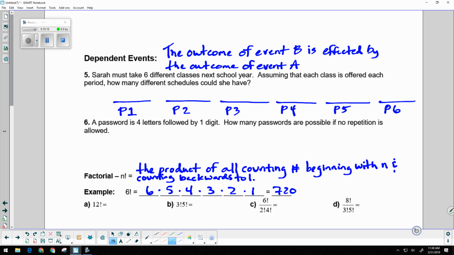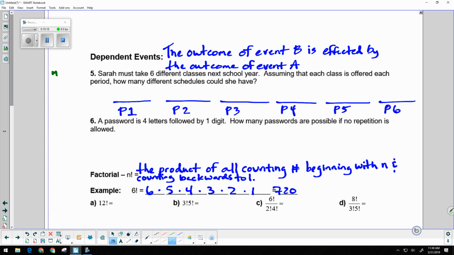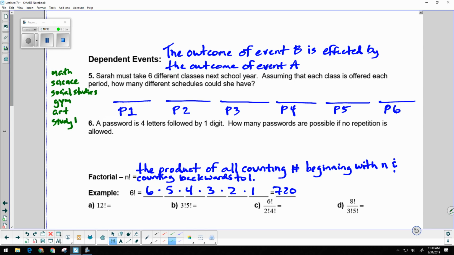So, to help explain this, let's say she's got a math class, a science class, social studies, a gym class, an art class, and a study hall. Those are the 6 classes she has to choose from. So, for period 1, it's a clean schedule. She could take any one of those 6 classes in period 1. So she has 6 choices.